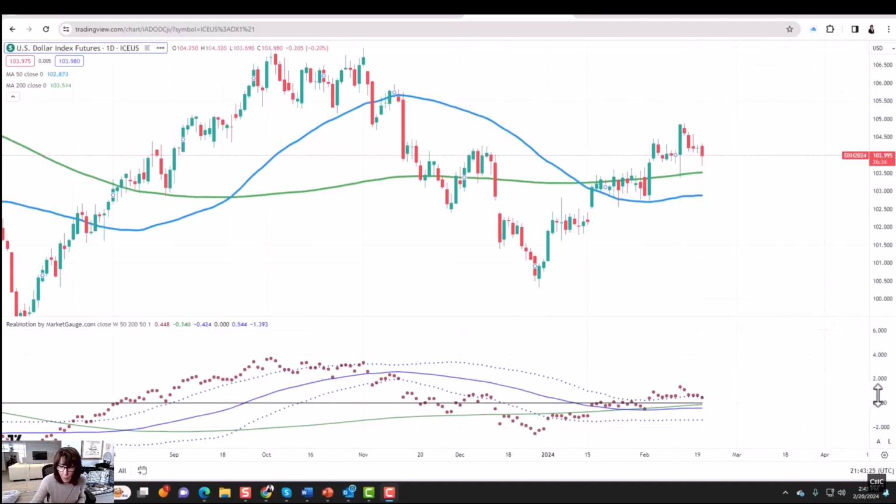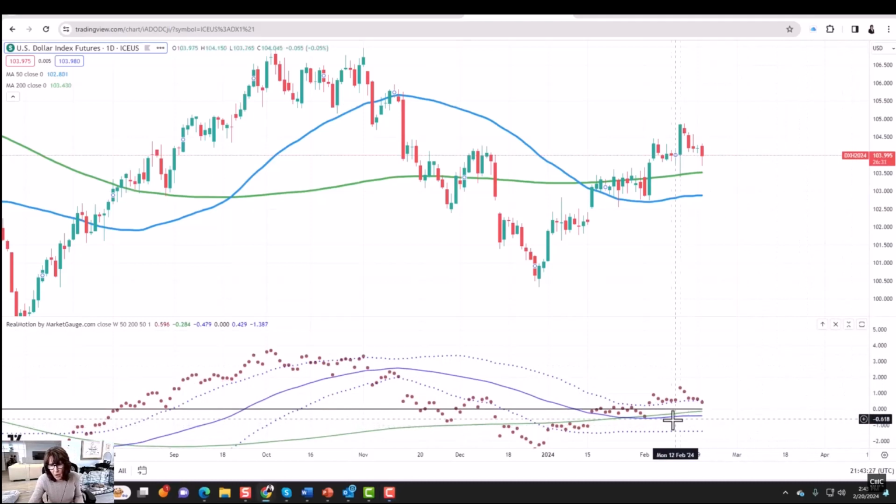Now, in terms of the momentum, to try to get any ideas, we have been above the Bollinger Band through all of this, and today we actually close right below it, which means we could be getting a mean reversion sell signal in the dollar. And so let's have a look at the dollar yen.